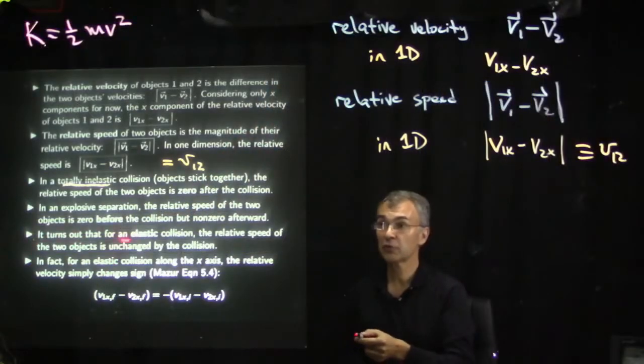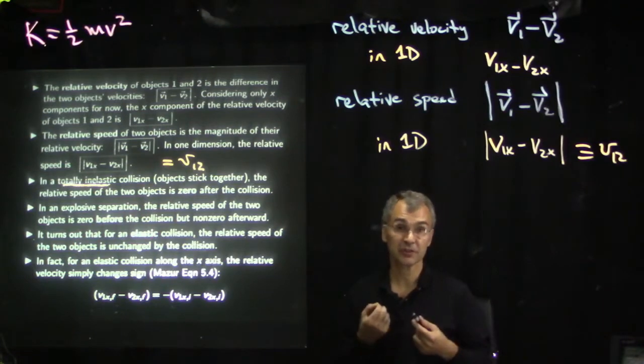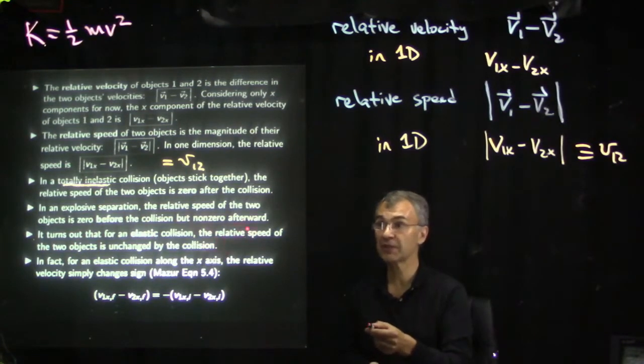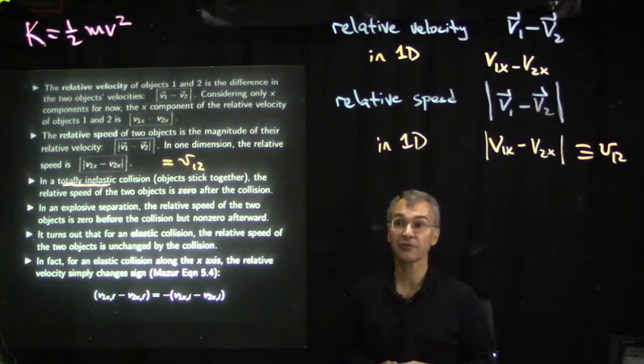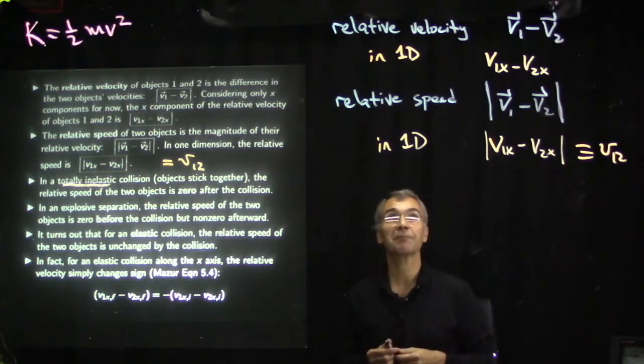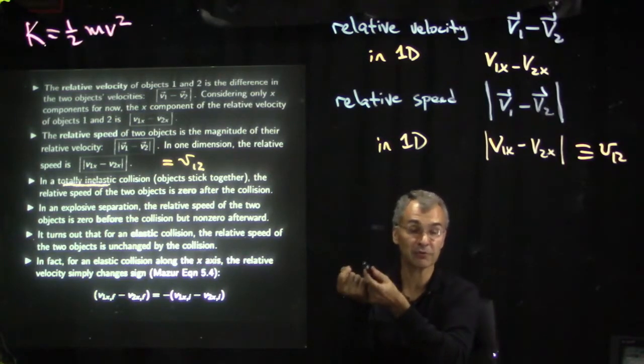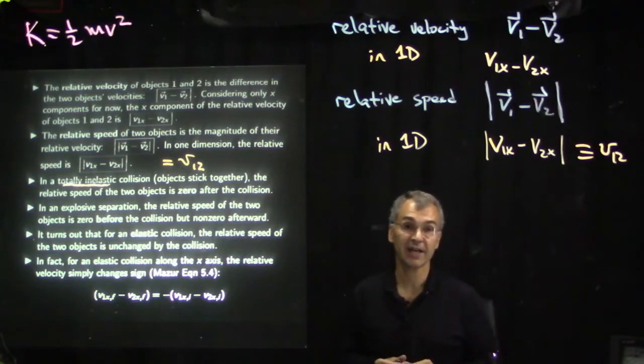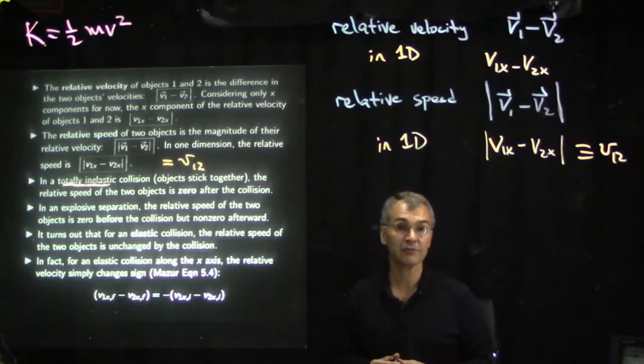It turns out that for a collision which is elastic, the relative speed of the two objects is unchanged by the collision. So this turns out to be a much easier way to describe a collision which is elastic. For a collision which is elastic, it's a true statement that the total kinetic energy before equals the total kinetic energy after, but a much easier way to express that is that the relative speed afterward of the two objects is the same as the relative speed beforehand of the two objects. That turns out to make the math much easier. It's also easier to see.